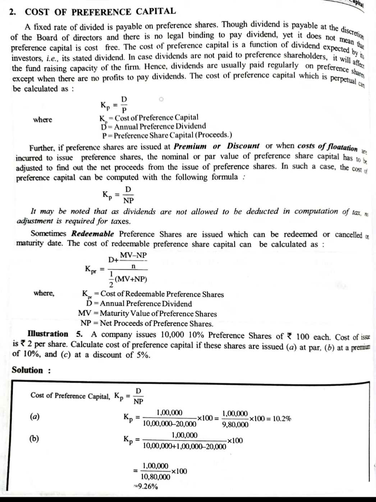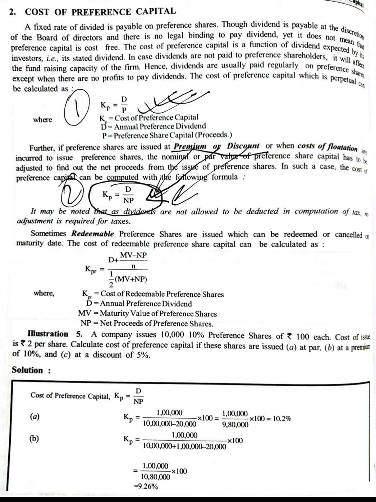So the basic formula is this. Then sometimes we issue at discount and premium. In that case, if you have discount or premium, then you take net proceeds. I have already told you this net proceeds concept. So the first formula is this, the second formula is this. The basic formula is this, and when premium or discount is included, then you have net proceeds.